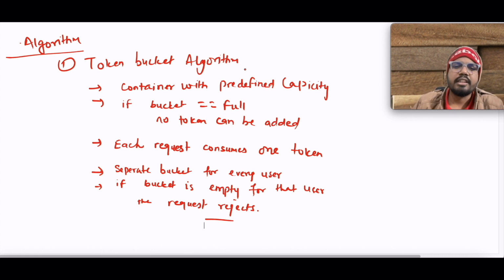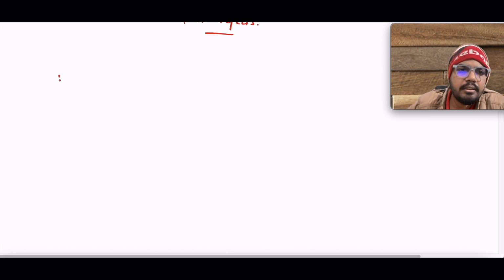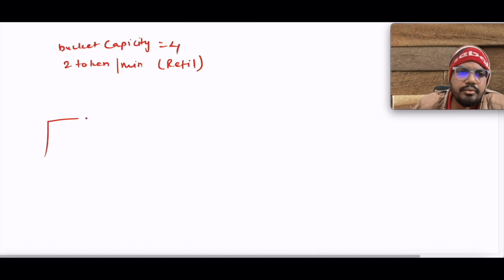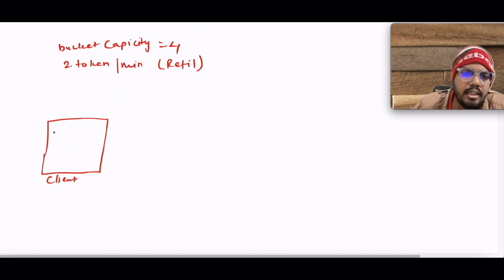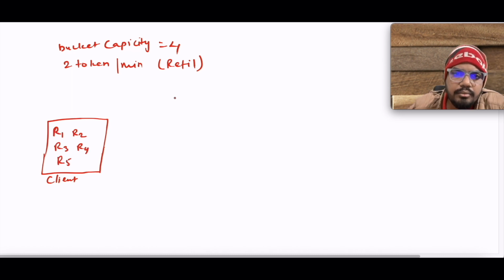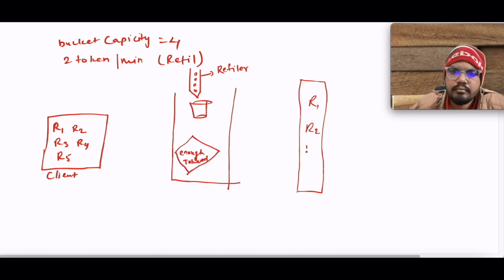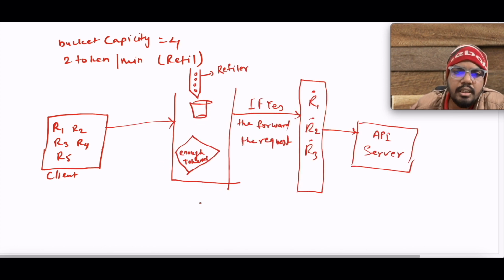Now let's take an example. If the bucket capacity is 4 and we refill the bucket with 2 tokens per minute. Suppose we have a client and it has 5 requests, and we are putting the token bucket in between. Here we have a bucket with a predefined capacity, and we have a client that will make the request. If everything is okay, the request will come to the server.